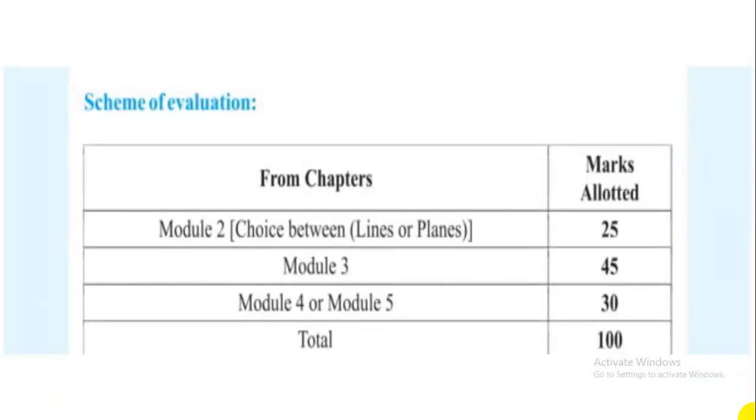In module 2 we have a choice between lines and planes, 25 marks will be given, and module 3 has 45 marks, that is the projection of solids. Again module 4 is between development of lateral surface or isometric projection, 30 marks, total 100 marks.